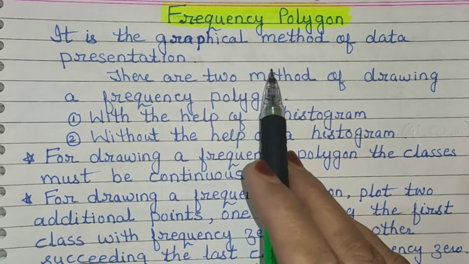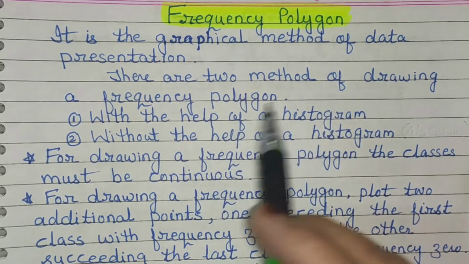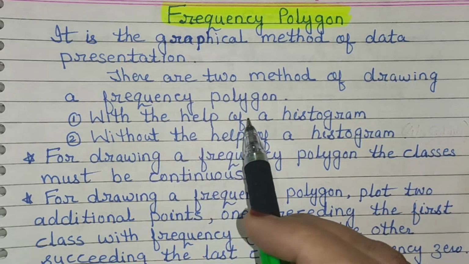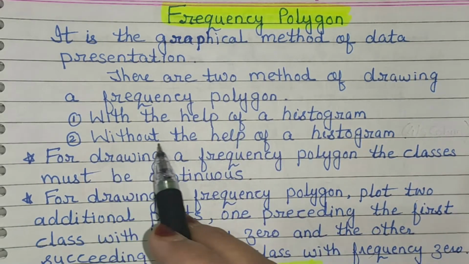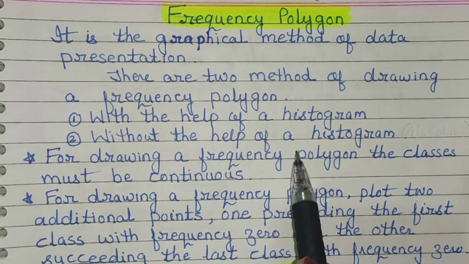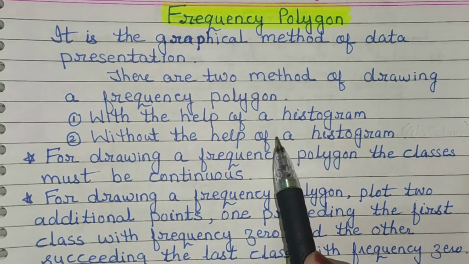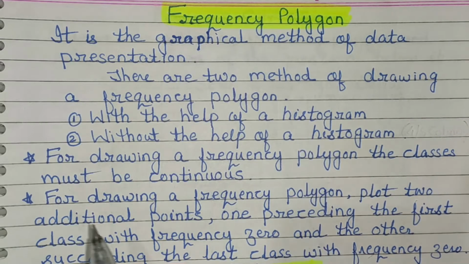Now the next topic is frequency polygon. It is the graphical method of data presentation. There are two methods of drawing a frequency polygon. First one is with the help of a histogram and second one is without the help of a histogram. Now in the last video we learned how to draw a histogram.